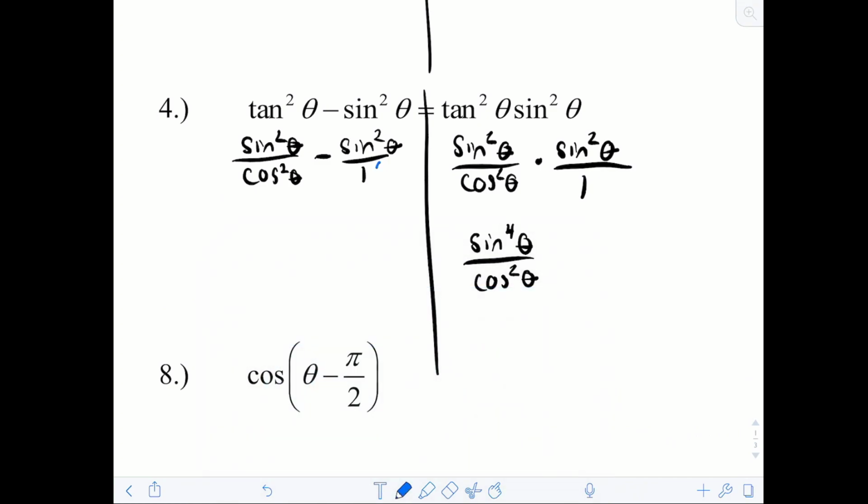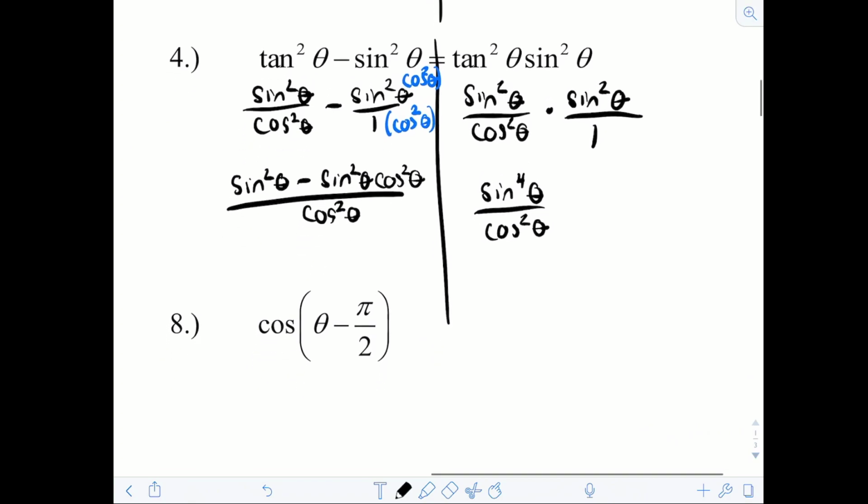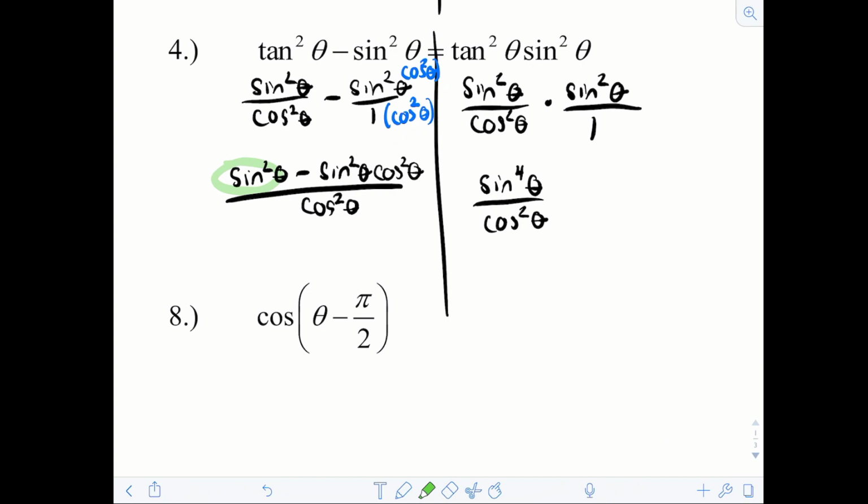So to find a common denominator, I'm going to multiply both numerator and denominator by cosine squared theta. So I'm going to end up getting the following. Sine squared theta minus sine squared theta cosine squared theta, and then over cosine squared theta. If I take a look, this quantity and this quantity both share a sine squared theta. So I'm going to factor out a sine squared theta. I'm left with 1 minus cosine squared theta. Remember, that's like the opposite distribution, over cosine squared theta.